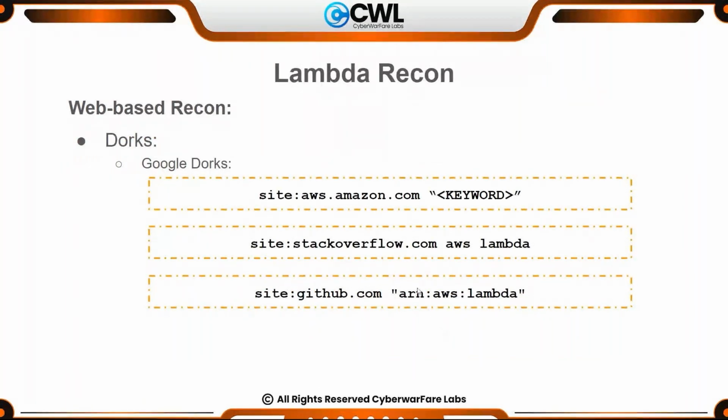So now we have some Google Docs as well here. The first doc is to search for some keywords related to Lambda. You can write some Lambda functions in place of the keyword, as you can see we have done in the second query, but for the Stack Overflow side. You can do the same for the GitHub repository, but here we are adding the ARN of the Lambda function.